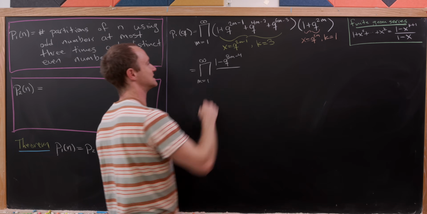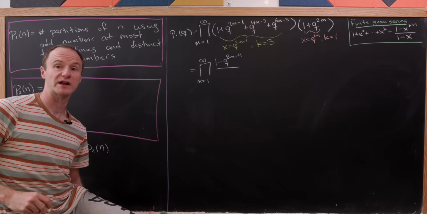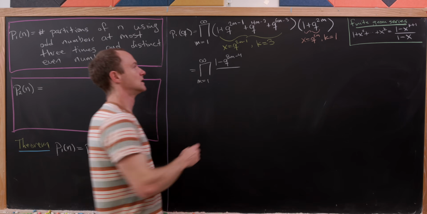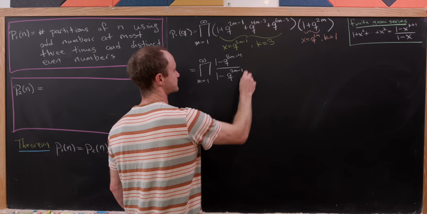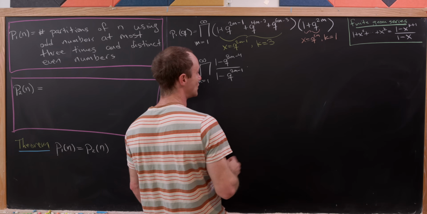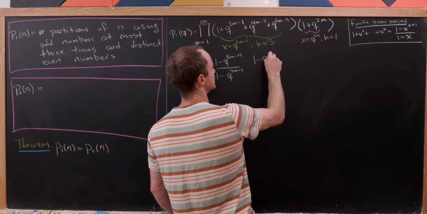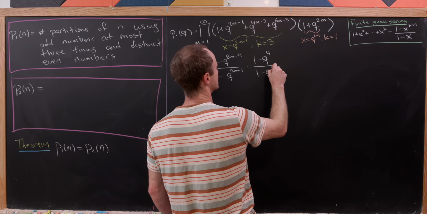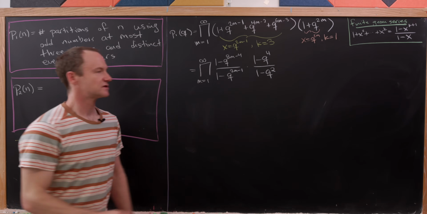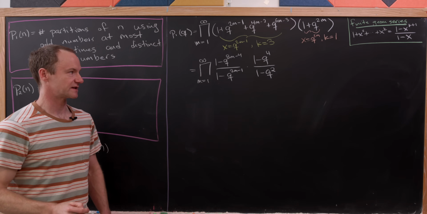That's what we get for raising this to the 4th power, to the 3 plus 1st power, over 1 minus q to the 2m minus 1. And then that's going to be multiplied into 1 minus q to the 4th all over 1 minus q squared. Okay, so that's what we get from applying that formula as well.